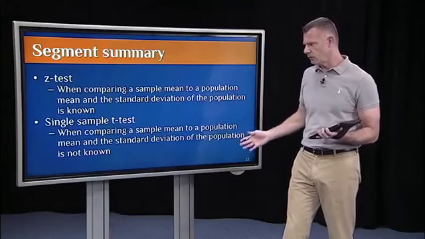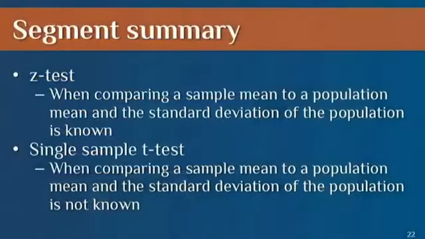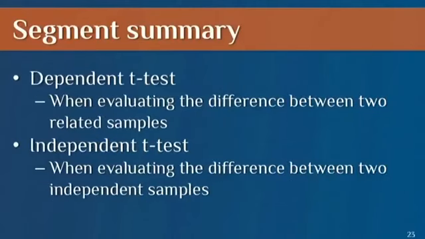And there's 4 basic types: the z-test, the single sample t, the dependent, and the independent. And the dependent and the independent are the ones we're going to cover in the next 2 segments of this lecture.